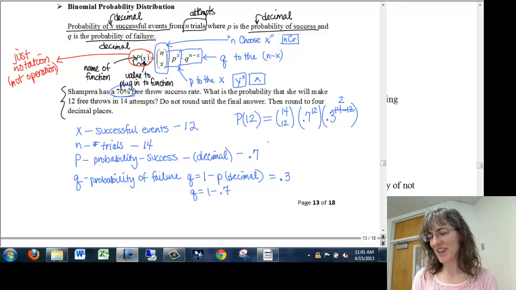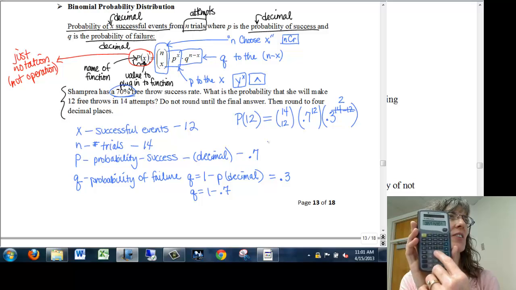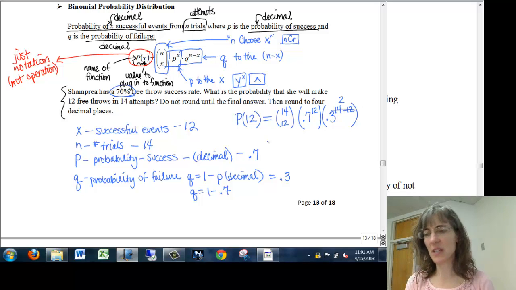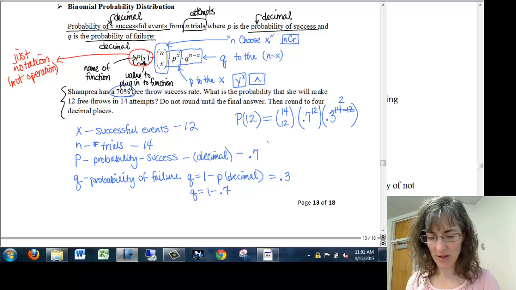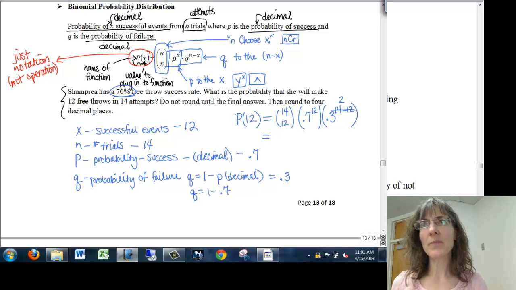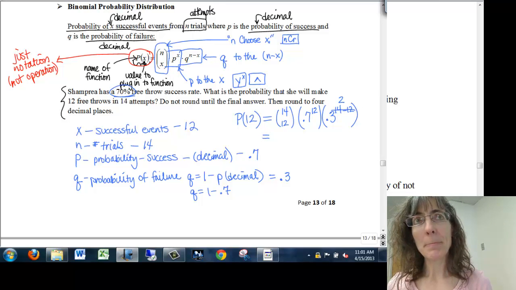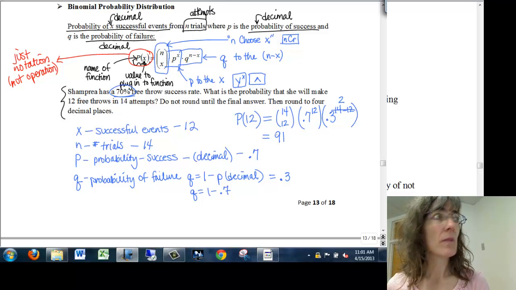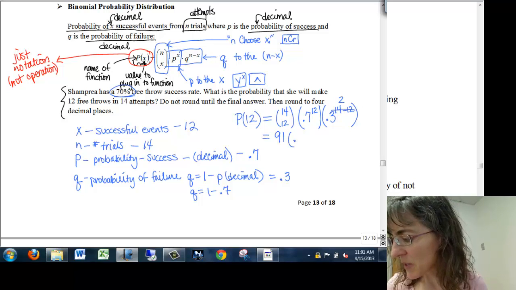Can you come show me? I'll find it. It's on here. Oh, there's mine. Above the number 8 for this calculator, if this is the one you have. Otherwise, you might have to type the PRB button to get to the probability and then pick out the one that says nCr. Okay. So when I do 14 choose 12, what number do you get? 91. 91. Are y'all getting that? Yeah? Okay.